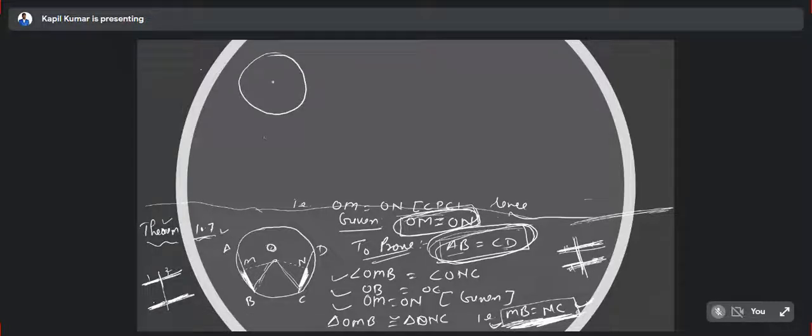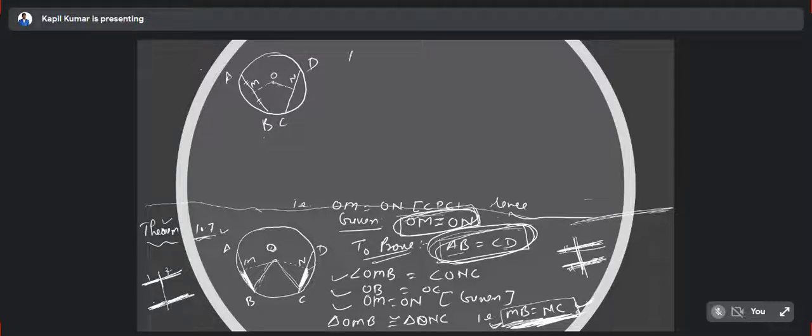So in this circle, we have two chords, right? One is here and another is here. Okay, AB and CD, right? And we drop two perpendiculars, one on this chord, another on this chord. So this is point M and this is point N and this is the center, right? So according to theorem 10.3, it is clear that any perpendicular to a chord bisects the chord, right?